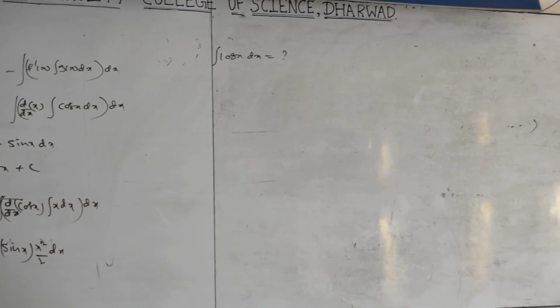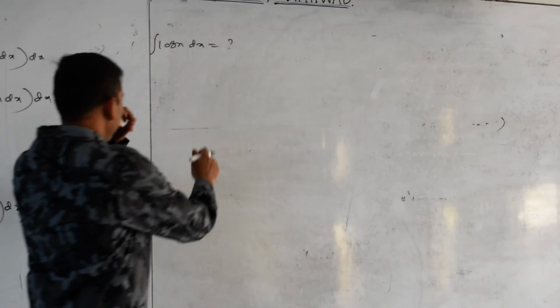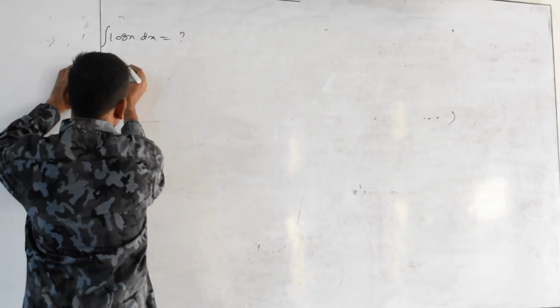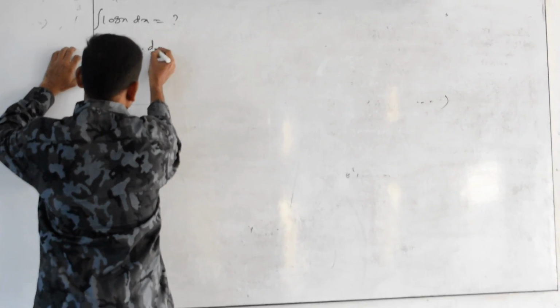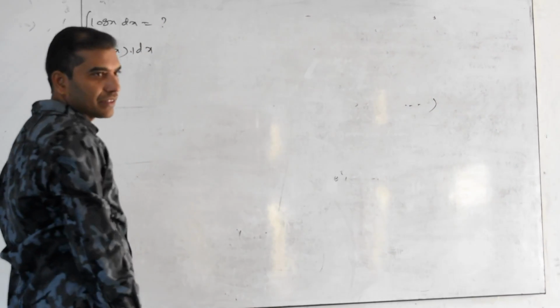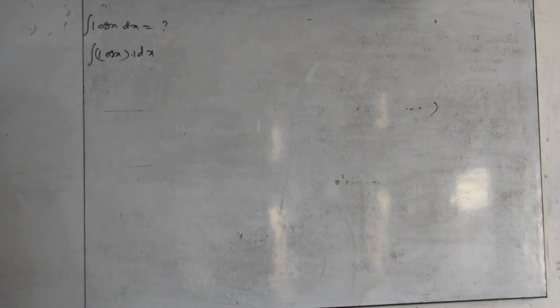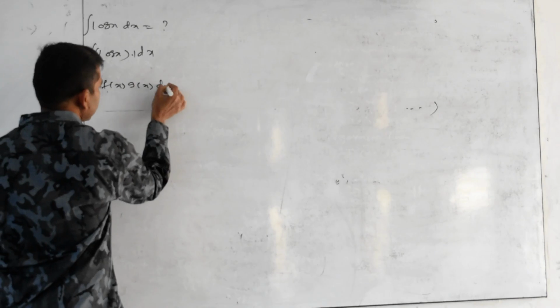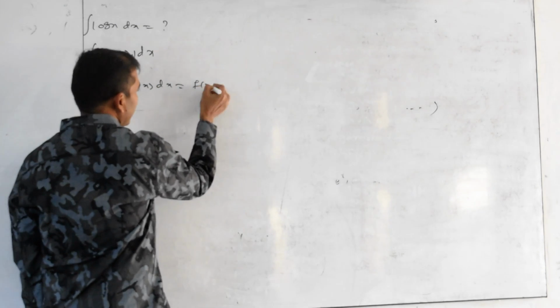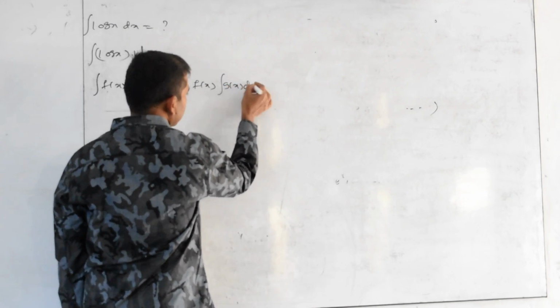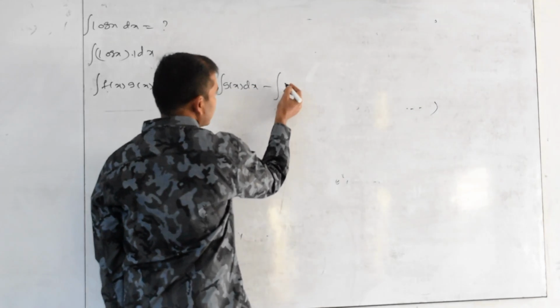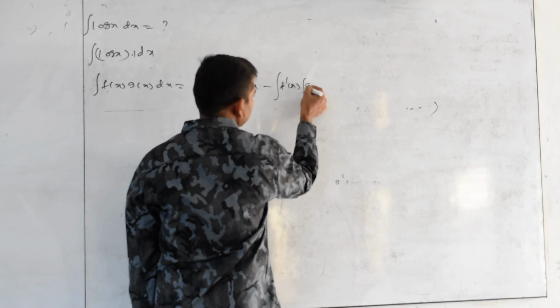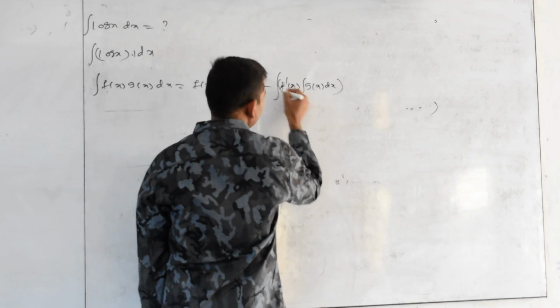Tell me, this is the u here. Integration of log x into 1 dx. Log is u, 1 is algebra. First function logarithm, second function is algebra. What is the formula? Integration of f of x and g of x dx equals f of x integration of g of x dx minus integration of f dash x integration of g of x dx whole dx.